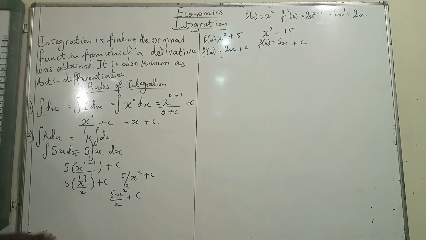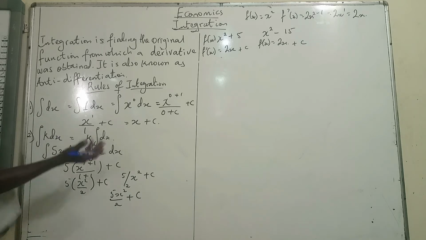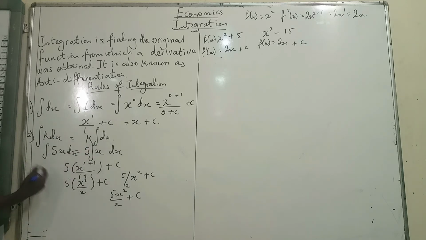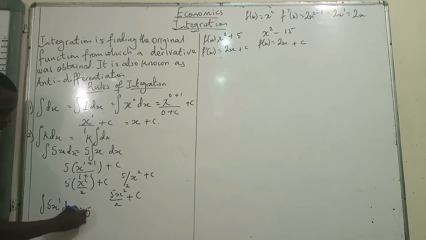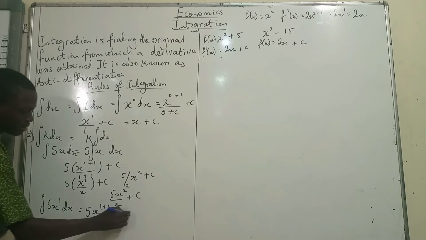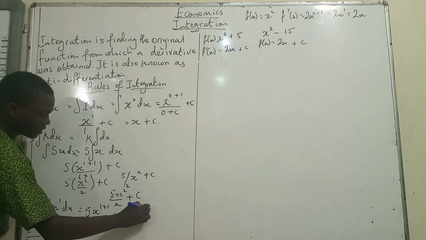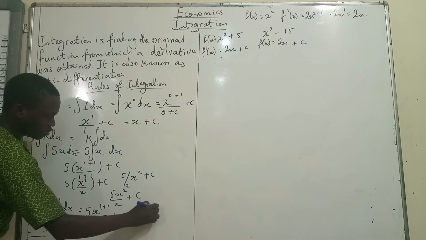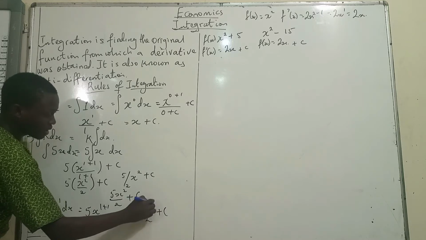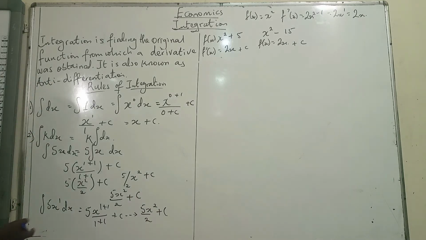Now we could actually continue from here instead of bringing out the constant term. That would be integral 5 x to the power 1 dx, so integrating this, the 5 is still there, x raised to the power 1 plus 1 divided by 1 plus 1, then plus c, and this gives us 5x squared divided by 2 plus c. But rules are rules, so it's not bad if you know that.